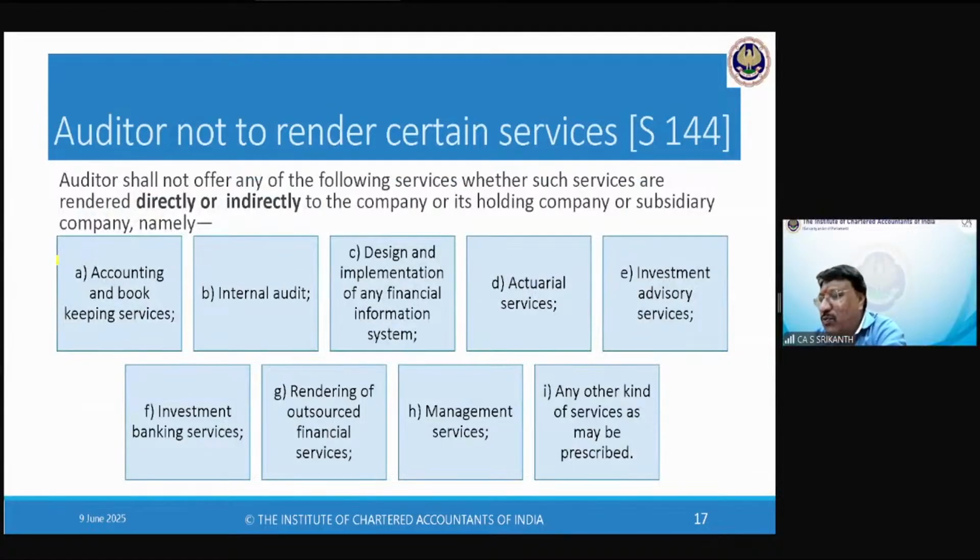We come to 144. Wow. See, these services are prohibited to be offered by a person who is the auditor. Friends, please understand. If you are a firm of chartered accountants or an individual practitioner, you can perform these services, but you cannot perform these services for the company where you are statutory auditor. If your firm is statutory auditor, to that company you cannot offer any of the following services, whether directly or indirectly. What are they? Accounting and bookkeeping services. Internal audit. I have overcome this in one method, because many SMEs come to me. These people are unable to appoint a good accounting team.